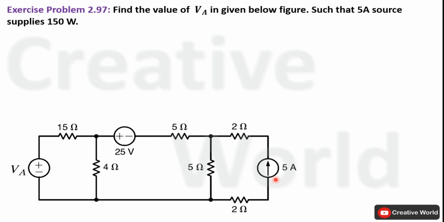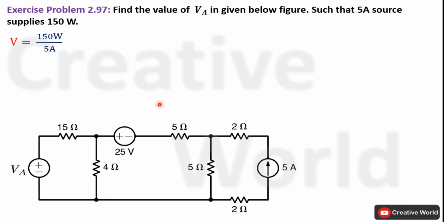So without wasting time, let's proceed towards the solution. First of all, we will try to find out the voltage across this constant current source because power supplied through this source is given. And we know that power is the product of voltage and current. If we know one quantity and power, we can calculate the other quantity as well. In this case, the value of current is given, so we can calculate voltage using the conventional power formula, that is the product of voltage and current.